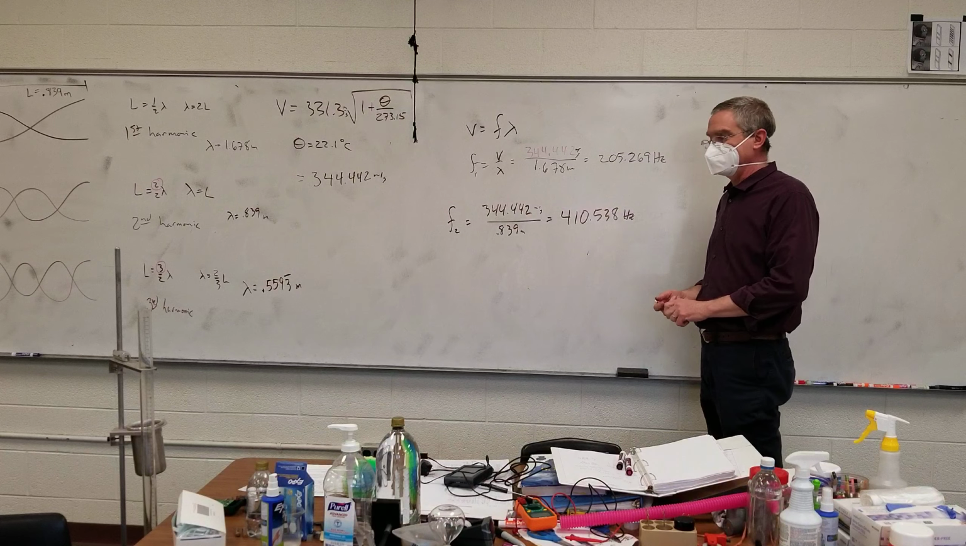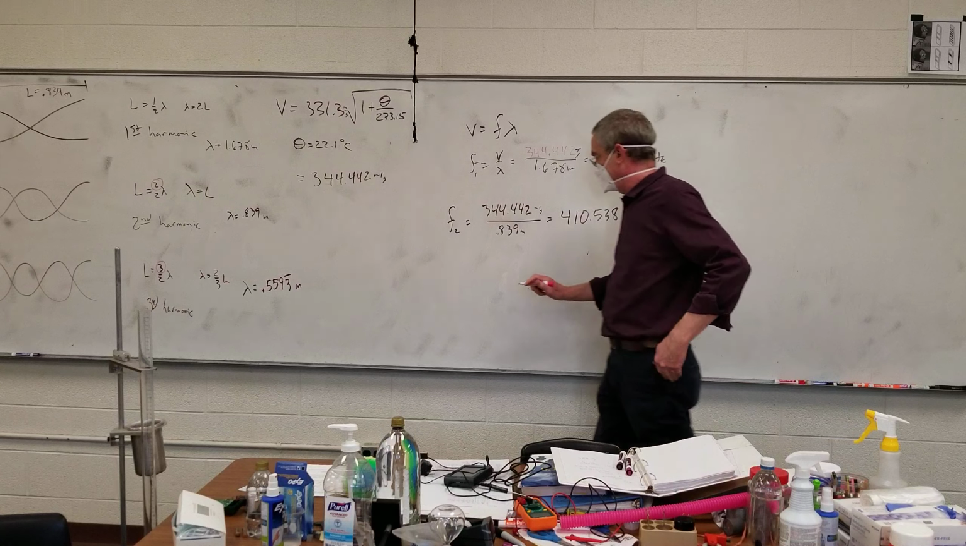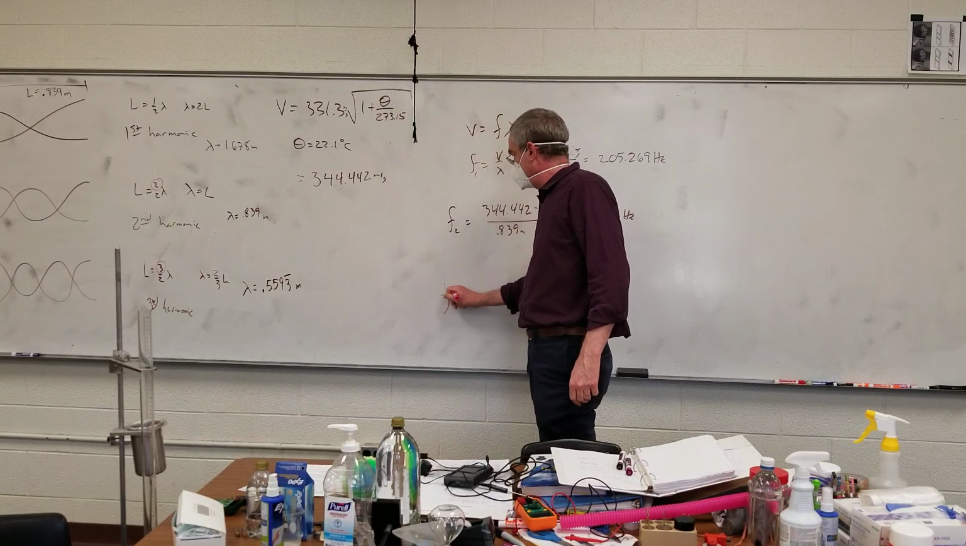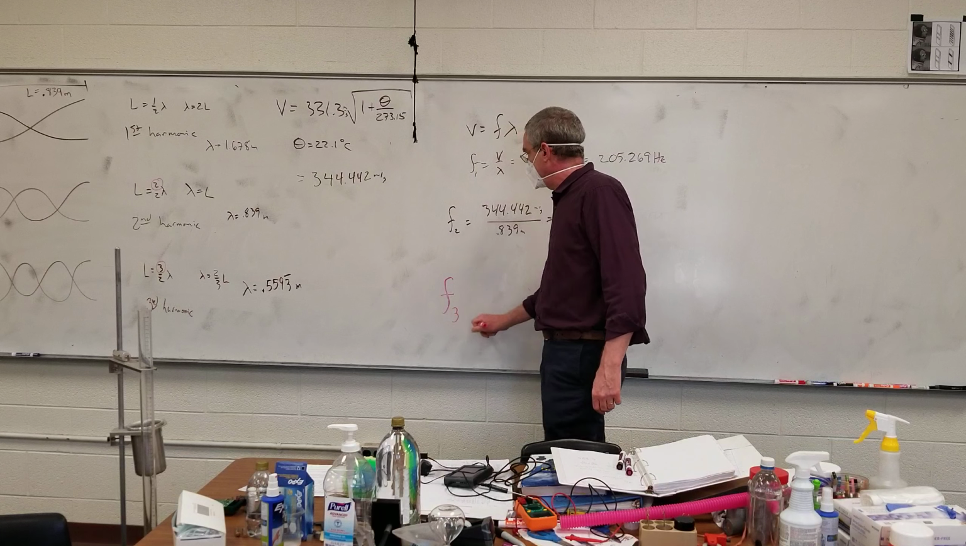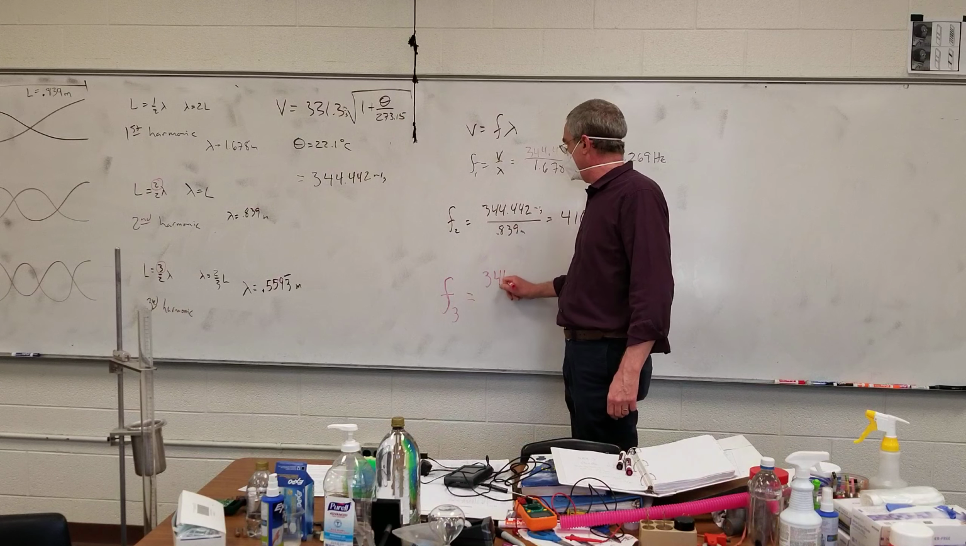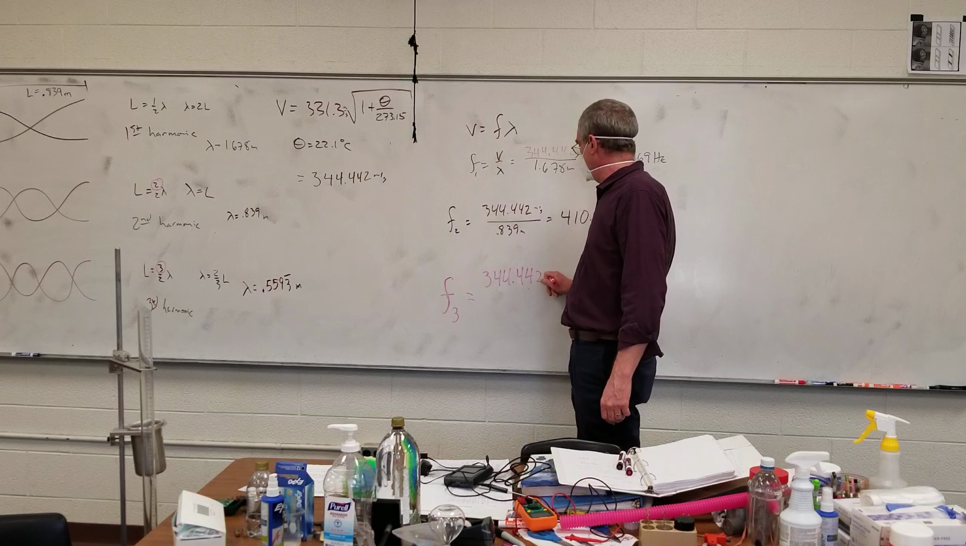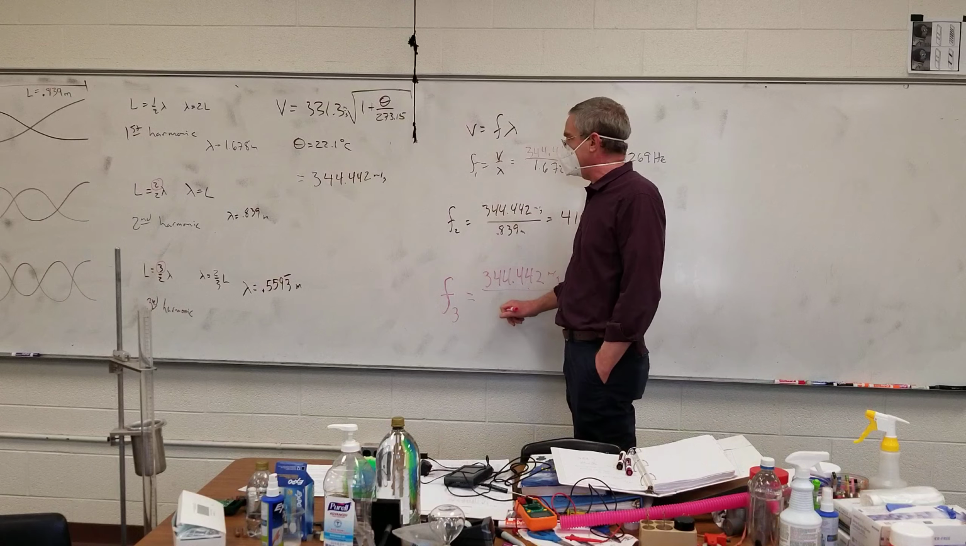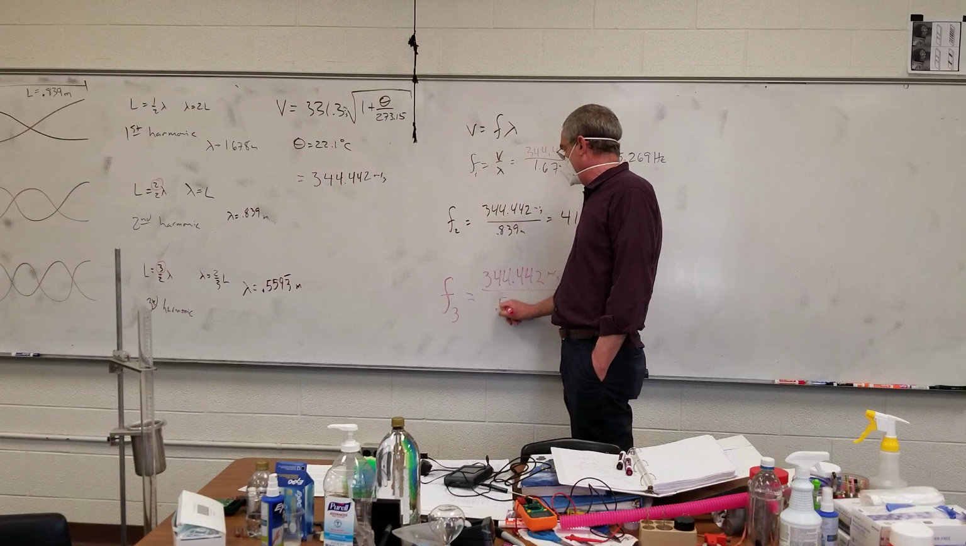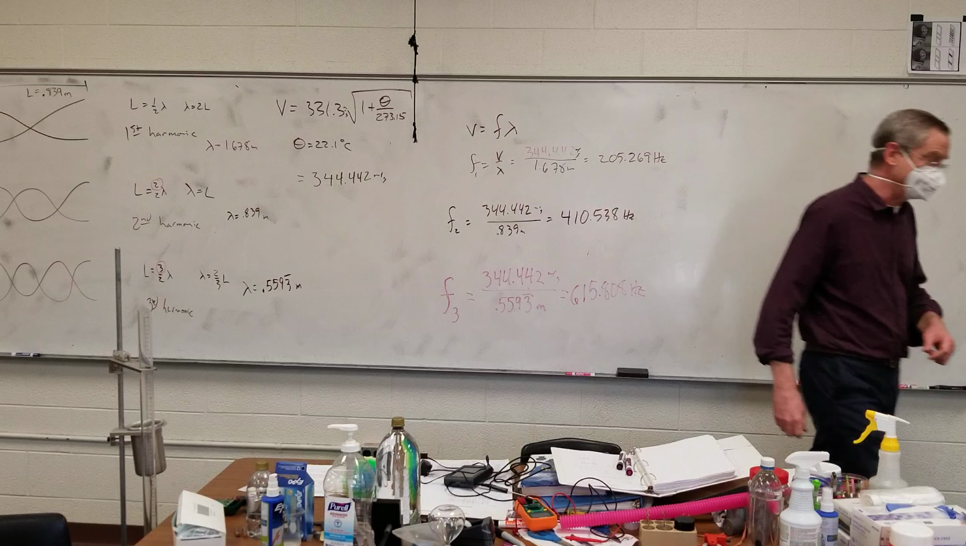We'll see what the trill sounds like on the third harmonic. And I picked up the one I didn't want to use. If I mash it hard enough. So the third harmonic, we have 344.442 meters per second, that's the speed of sound, divided by our wavelength of 0.5593 repeating meters. 615.808 hertz. At least this is an easier harmonic to produce on the tube.